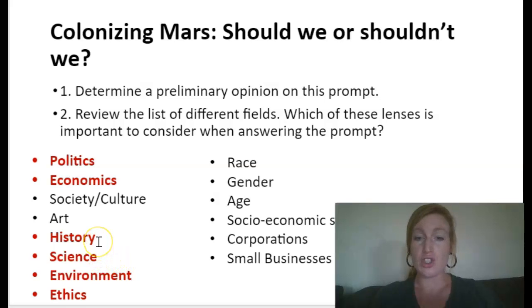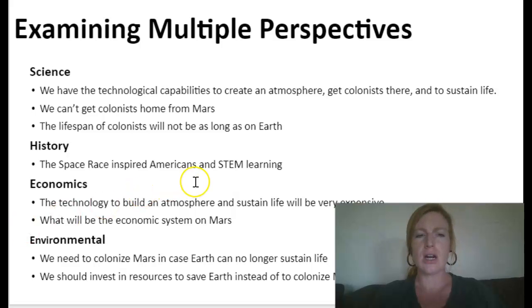Scientific, we talked about. Historical: has anything like this been done in the past? And if so, were there different pros or cons from that specific colonization? Environmental lens, an ethical lens: is this ethically, morally right, to go and colonize Mars? What ethical issues might arise from doing that? And so here are some of the perspectives within the lenses.